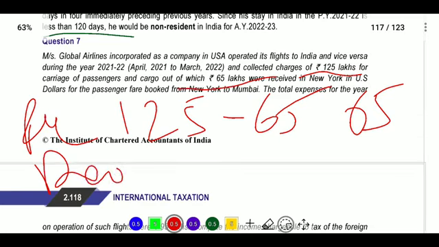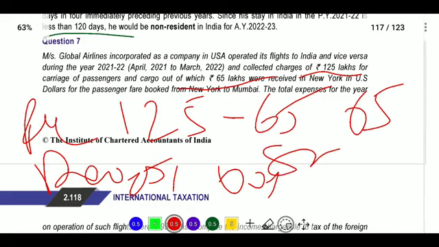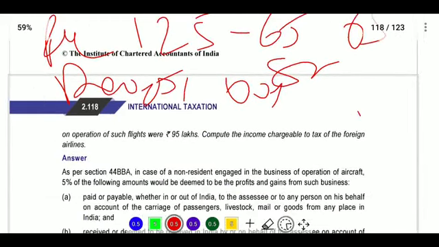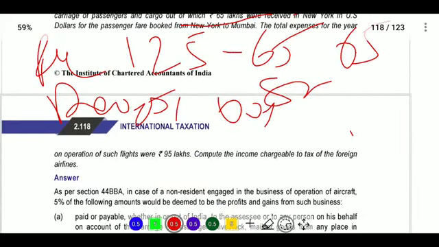Next, from here we will get one amount, that is the deemed income we will pay at the rate of 5%, for whatever the amount we will get. 125 minus 65 means 60, into 5% I think, it will be taxable. Next, on operations of such flight was 950 lakhs.